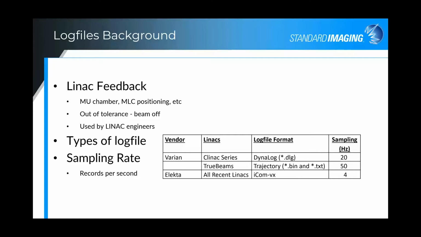There are different types of log files. Varian, of course, has their Clinac series with a Dynalog file. The TrueBeams have a trajectory log file. They both have different sampling rates. And then as well, for the Elekta Linacs, we pick up and generate log files from the iCOM VX data stream, and that data stream is generated at 4 records per second.